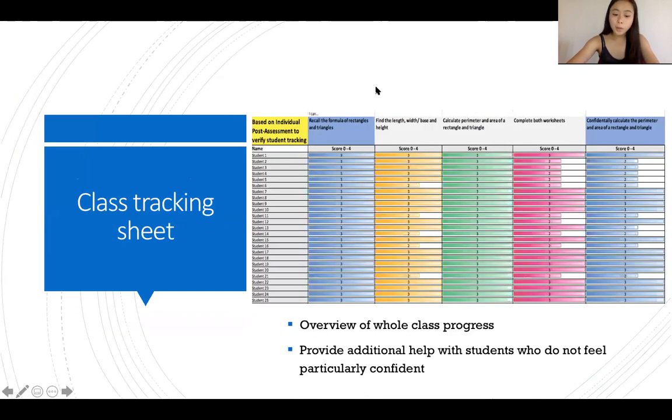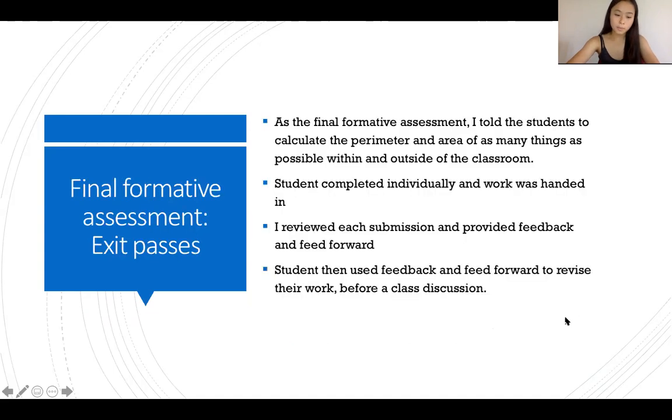I took both of the formative assessments and self-evaluations home to note all of the students' progress onto this spreadsheet. As displayed, there's still a small handful of students who might need a little bit more help, and there were some who needed a bit more time with completing the worksheet. However, in general, the students seemed quite confident with the content. So we moved on to our final formative assessment.